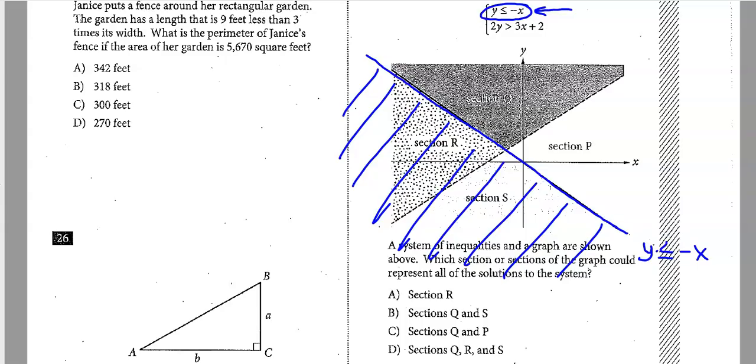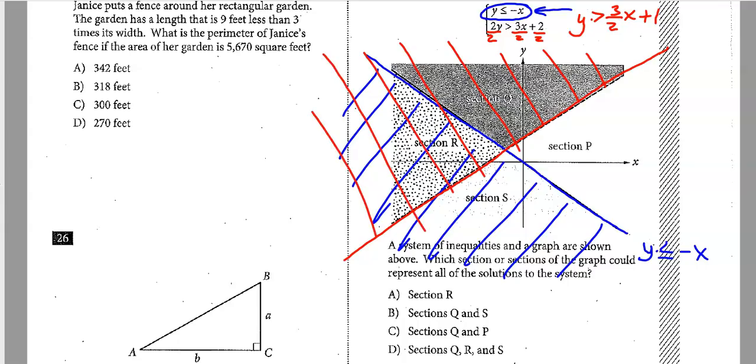And then I'm going to come back to this other one, and I know that this line has to be the other one, but I could solve it to get it into slope-intercept form, which I like a little bit better. So y is greater than 3/2 x plus 1. The big thing here is it's y is greater than. So the solution for this red line are all of these. And if you notice, the area that got double shaded is this section R here. It says, which section or sections could represent all of the solutions to the whole system? R is the only area that represents solutions for both. So the correct answer there is A.